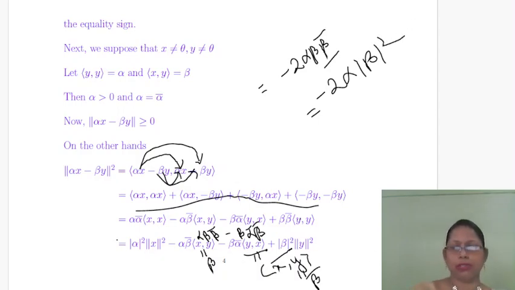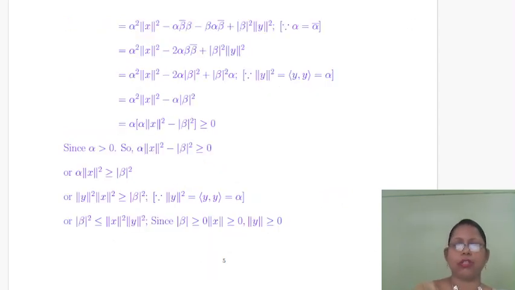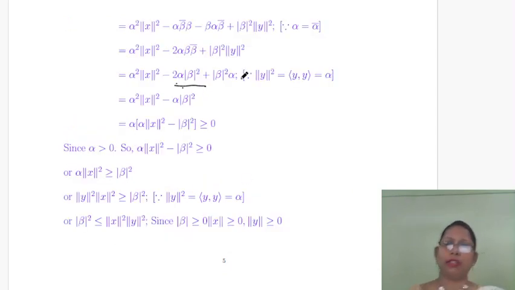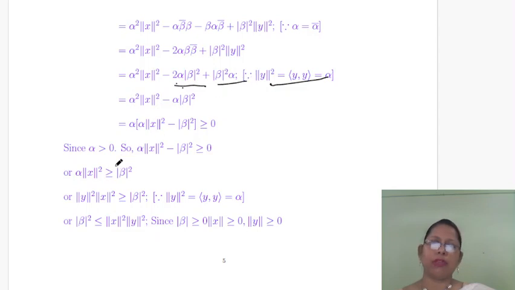So in this place I am substituting this step here. Here this is minus 2 alpha. Here the norm of y squared is the inner product of y comma y, that is alpha, so I am putting this alpha here. I am getting this one. Is it okay? How will I get this one? I have explained here. Then due to this I am getting this one.